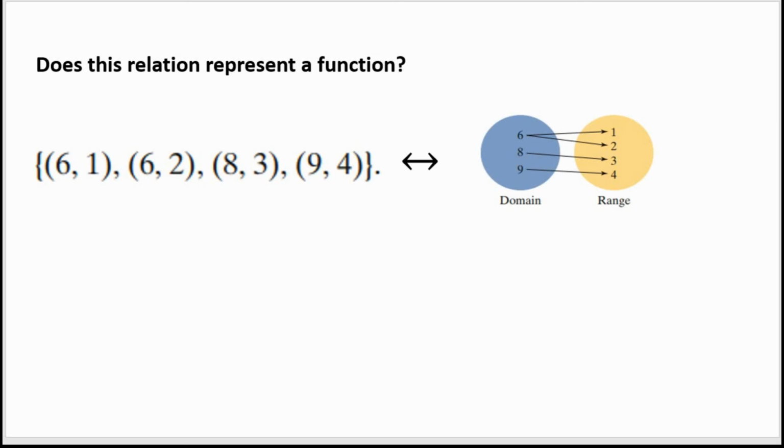All right. So does this relation represent a function? No, because here I have 6 mapped to 1, and then 6 again is mapped to 2. I have two ordered pairs with the same first component. When I have that, then it's not a function. Is everybody fine with that?